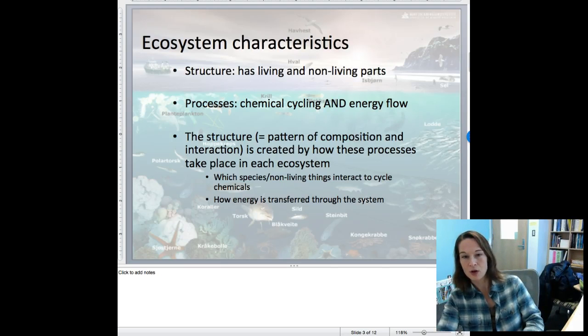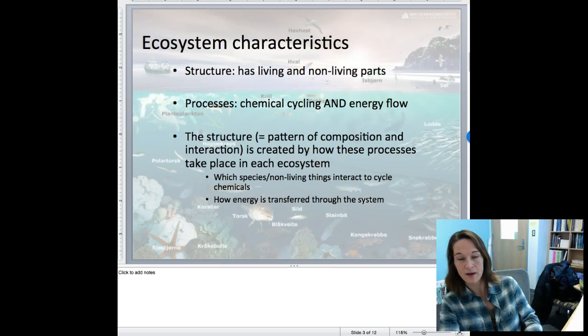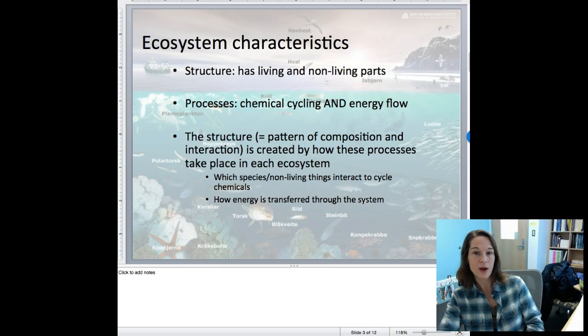So ecosystem characteristics: ecosystems all have structure. They also have processes that are going on in each ecosystem. By structure, I mean all the living and non-living parts, and by processes, I mean both chemical cycling, nutrient cycling, and energy flow. And the structure is created by how these processes take place in the ecosystem, but it also dictates how these processes take place. So, as I said, everything is interacting.